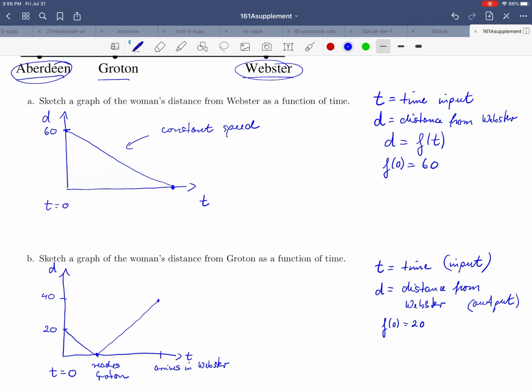So we can draw some qualitative graphs that tell us something about the situation, even if we don't know everything about it, even if we can't put specific points on this graph and say much more than what the function values at t equals 0 were. That we could say in both cases.